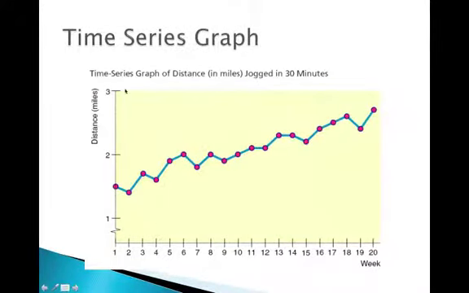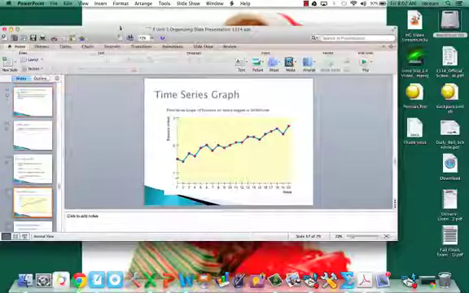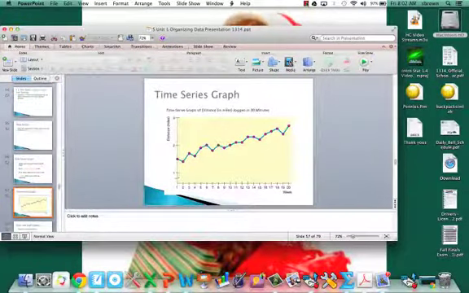So here we have a time series graph of distance in miles jogged in 30 minutes. Somebody started jogging, and this is the week. It's down here, so week 1 to week 20, and then the distance in miles that they were able to jog in 30 minutes. So they start off at about 1.5 and then end up at almost 3. So that is a time series.